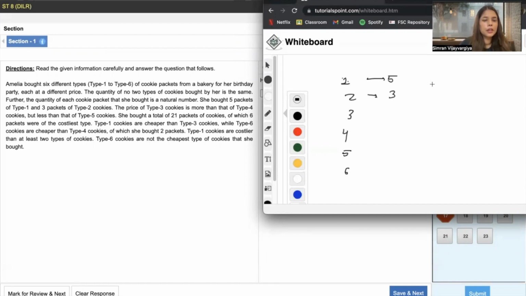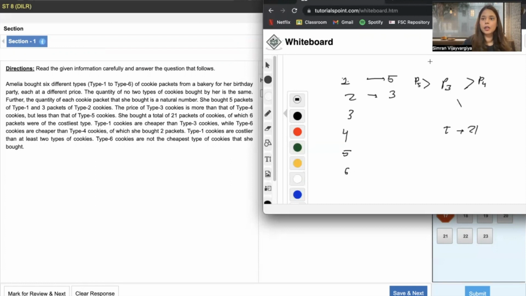The price of type 3 is more than that of type 4. P3 is more than P4, but less than type 5. Okay. P5 is greater than P3 basically. She bought a total of 21 packets of cookies. Total is 21. Great. I think we have a lot of information, of which packet type 6 was the costliest type.